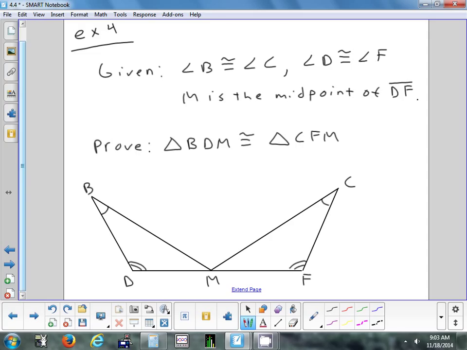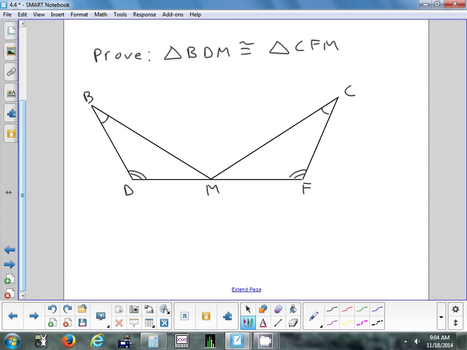All right, so this time they've marked angles B and C congruent, D and F congruent, and then they've said something about a midpoint. M is the midpoint of DF. So definition of midpoint is probably going to come up here somewhere as a reason. Okay, prove triangle BDM is congruent to triangle CFM. Statements and reasons.